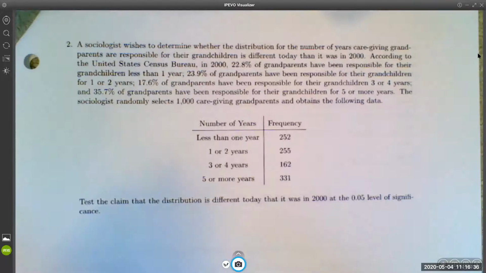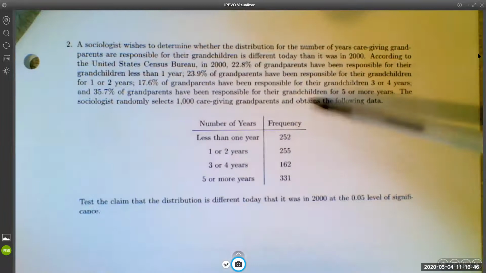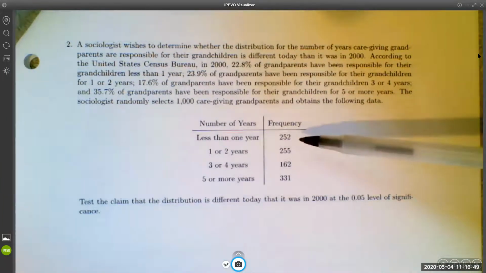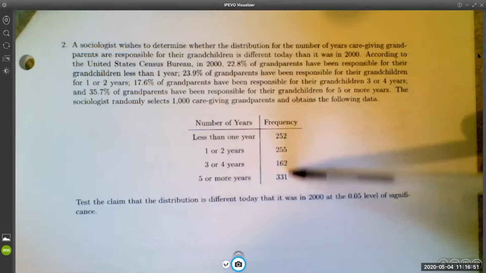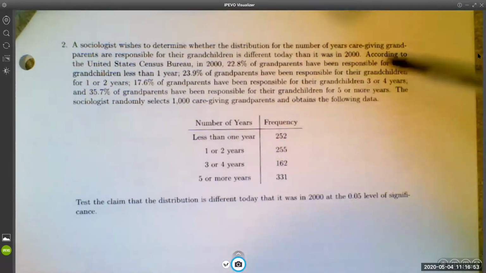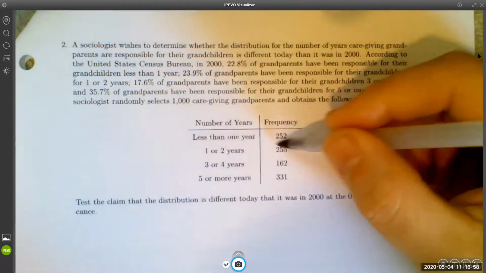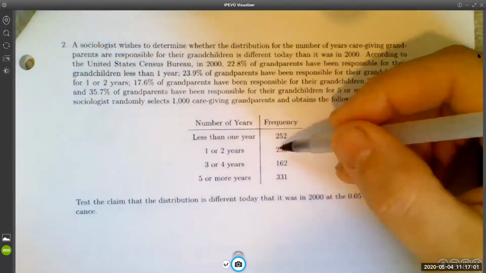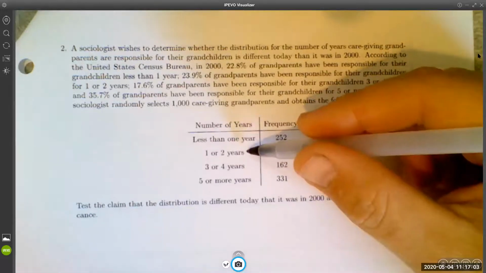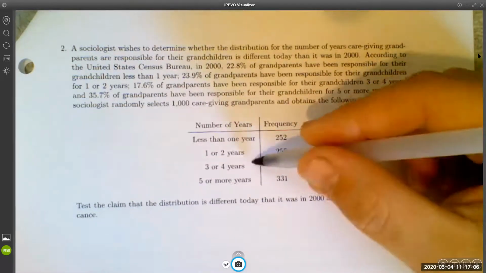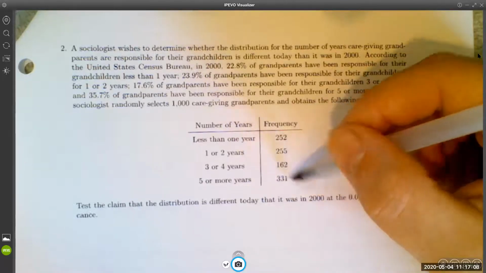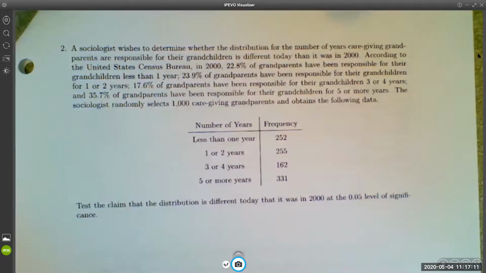But now, in the year 2020, the sociologist goes out and randomly selects 1,000 caregiving grandparents and obtains the following data. So these are the actual observations. Of the 1,000 caregiving grandparents surveyed, 252 had been responsible for less than a year. 255 had been responsible for 1 or 2 years. 162 had been responsible for 3 or 4 years. And 331 had been responsible for 5 or more years for their grandchildren.